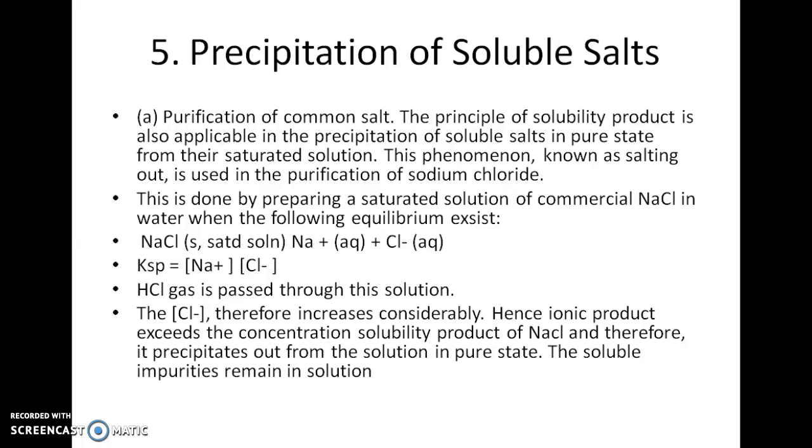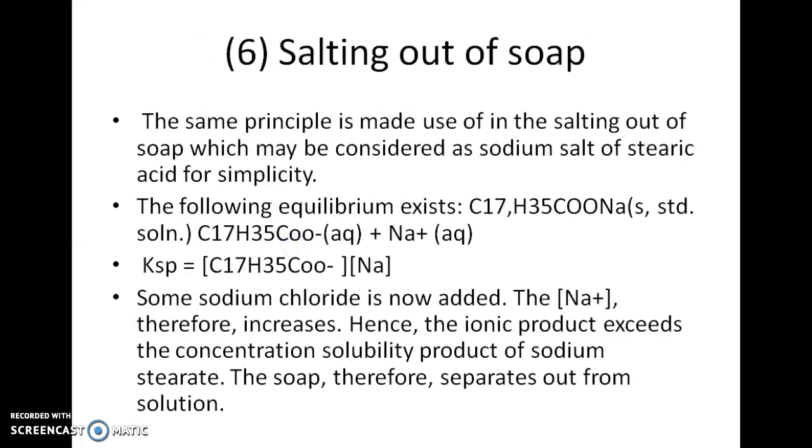If HCl gas is passed through this solution, the concentration of Cl minus increases considerably, and hence the ionic product exceeds the solubility product of sodium chloride. Therefore, it is precipitated out of the solution in pure state. The soluble impurities remain in the solution.